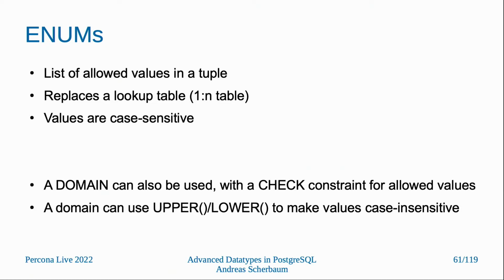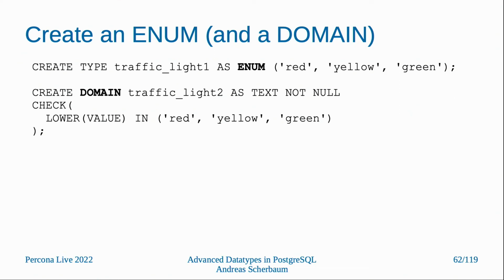You can also use a domain for the very same example. You can have a check constraint with an IN clause in your domain and just make sure that all the values are valid. One of the nice use cases I have for this is that a domain type can actually do case-insensitive checks, whereas the text in an enum field is always case-sensitive. I'll show you an example.